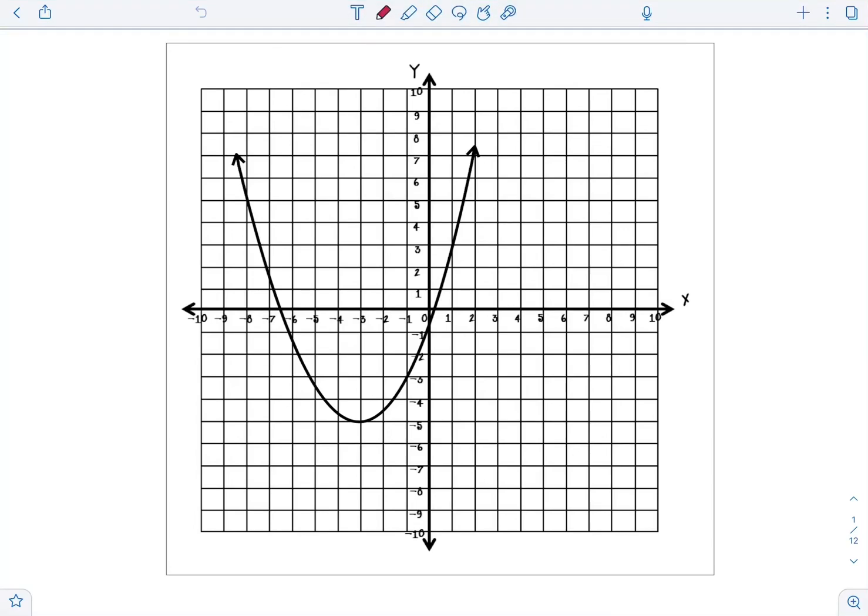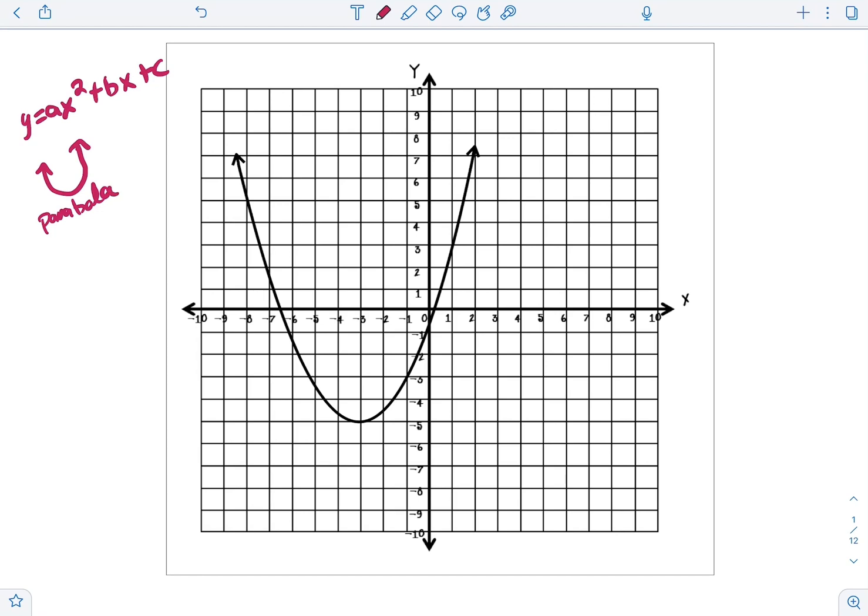Okay, so today we're going to talk about domain and range of quadratic functions. Remember, a quadratic function can be written in the form y equals ax squared plus bx plus c. And this is what the graph looks like. And this graph is called a parabola.